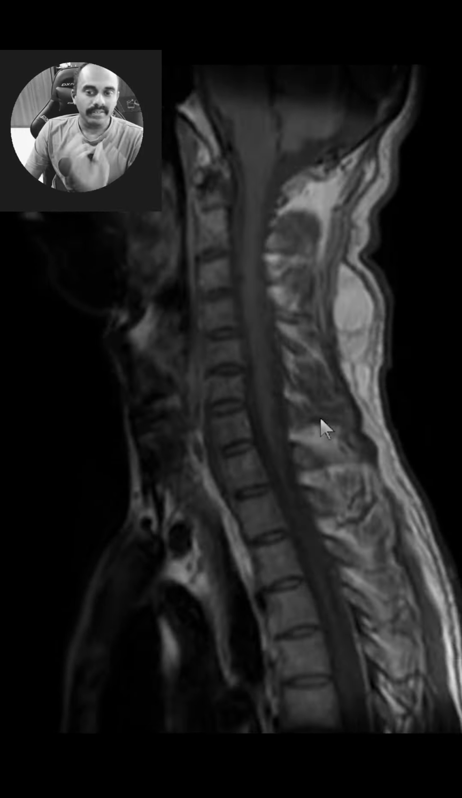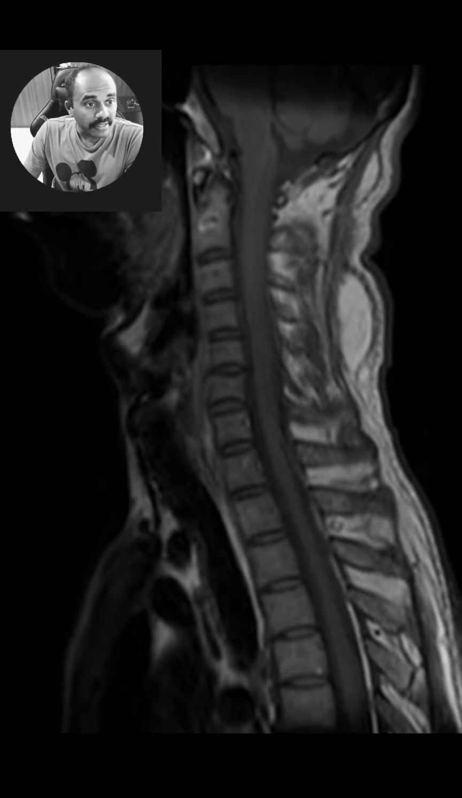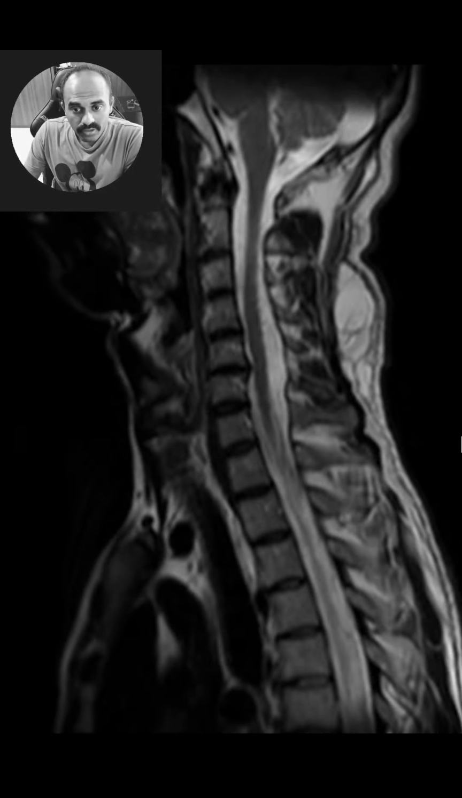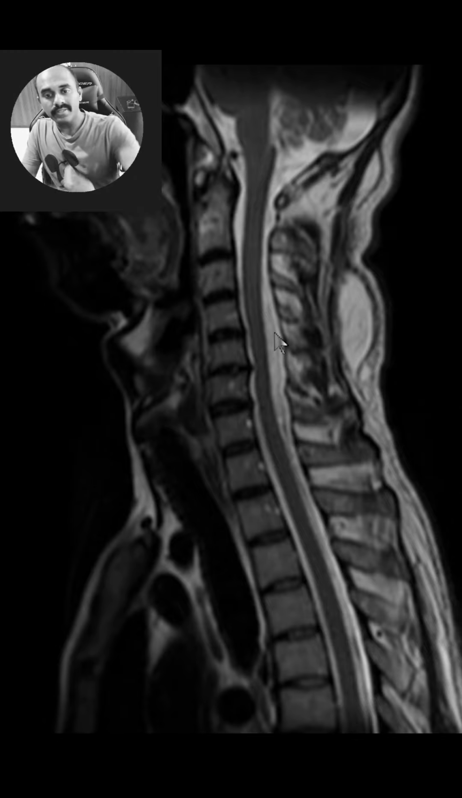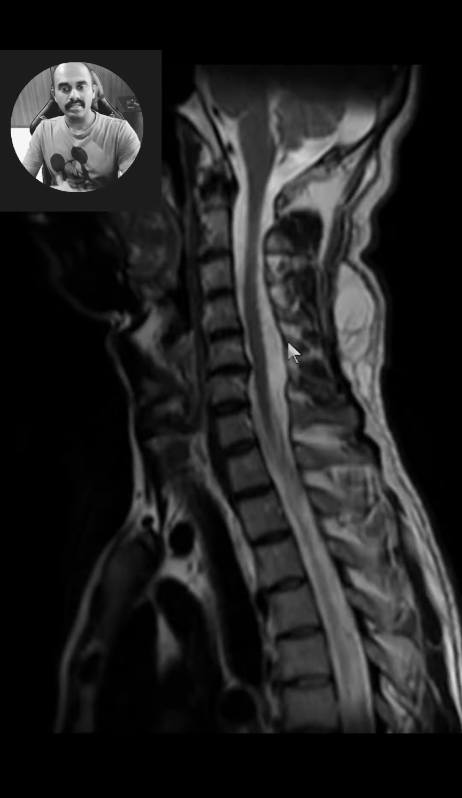Okay, so these sort of things should always, if you look at the sagittal T2 also, you will notice that there is an abnormal prominence of the posterior subarachnoid space. If you see in the posterior to the thecal sac, you can see there is a prominence, like it seems as though there is excess of CSF in the neck.